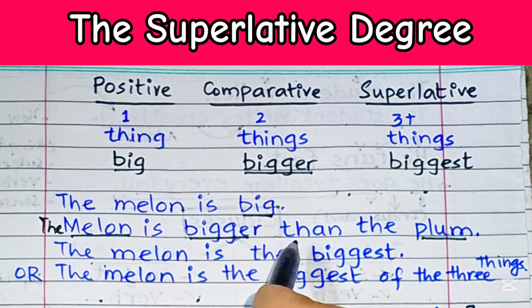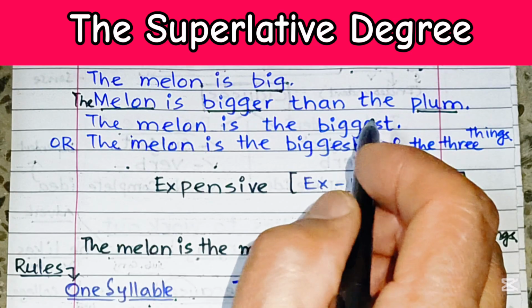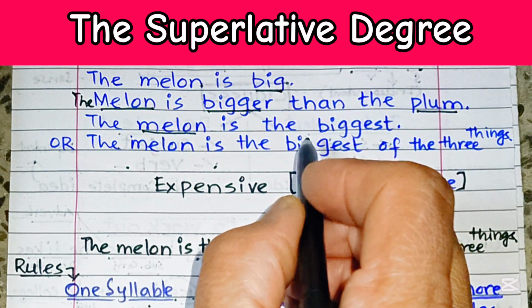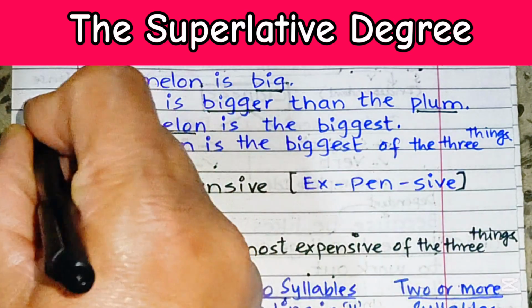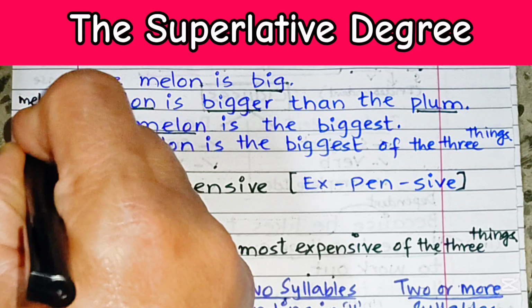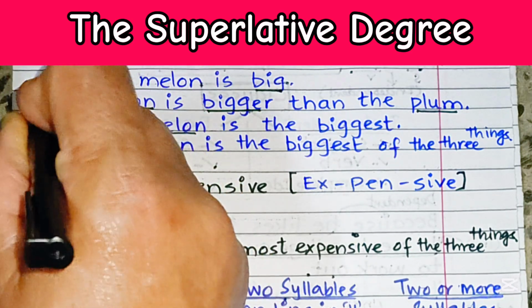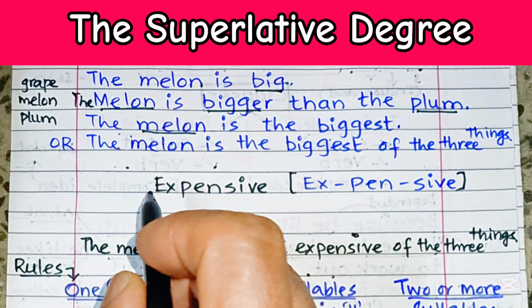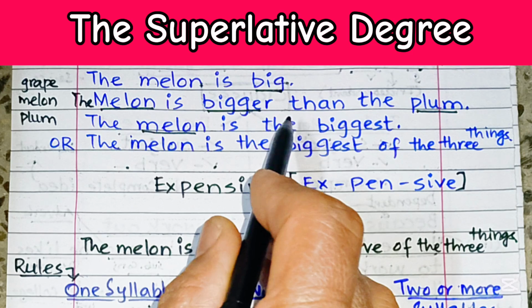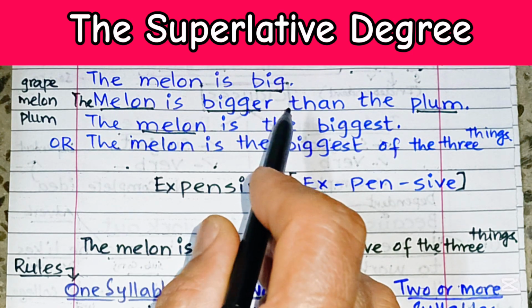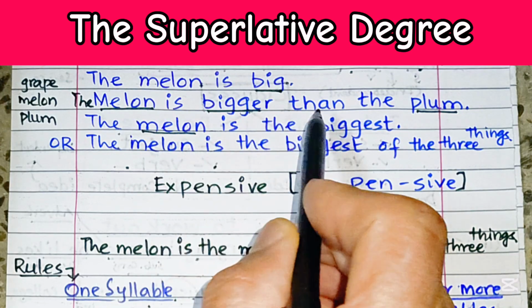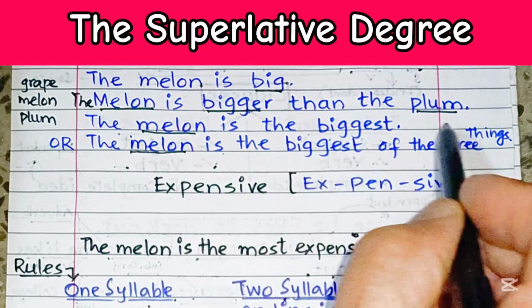Similarly, the melon is the biggest of the three. Which one is the third thing? If we have three things, we have a melon, a plum, and then a grape. So we have three things. Number one is the melon, number two is the plum, and number three is the grape. Once we compare the three things, the melon is the biggest, or the melon is the biggest of the three things.